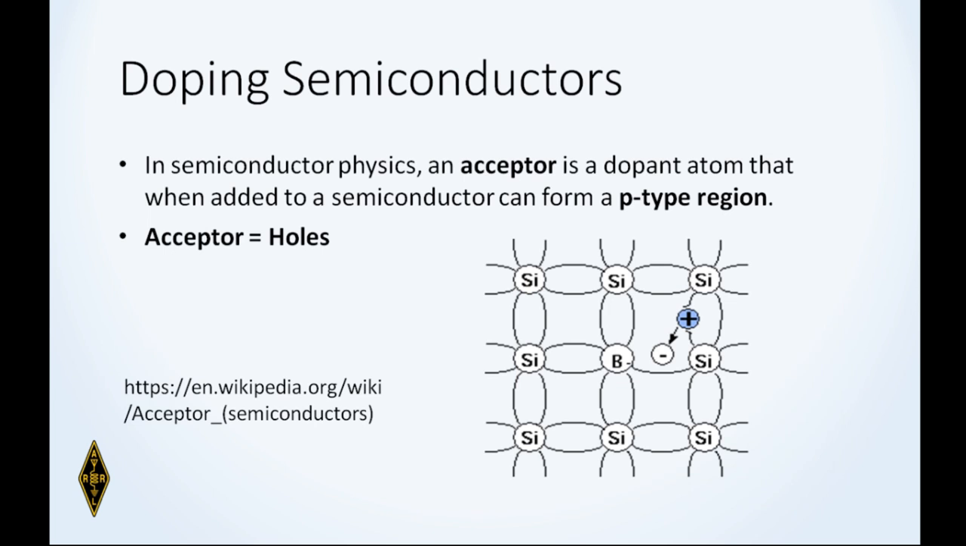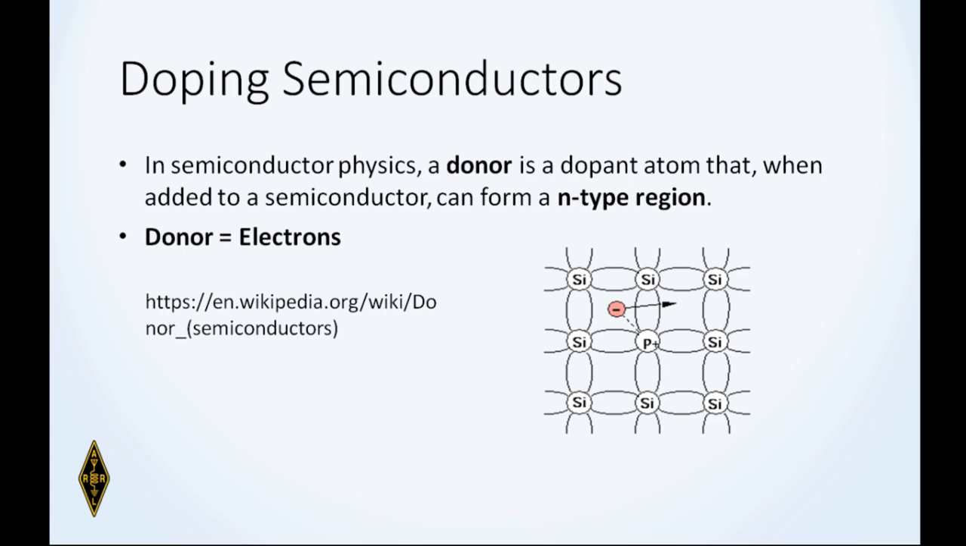An acceptor is a dopant atom that when added to a semiconductor can form a p-type region. An acceptor is something that generates holes. A donor is a type of material that when added has additional electrons, and so a donor is an n-type material. This is covered in the book, but I just want to reinforce it here.